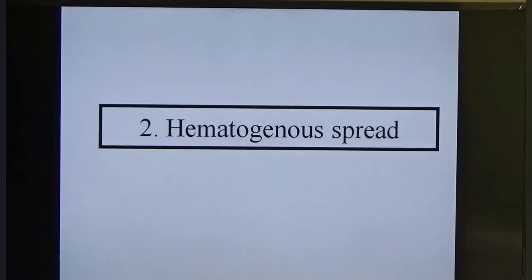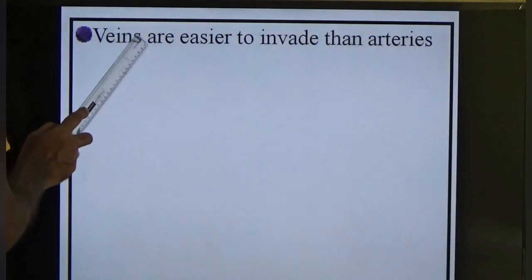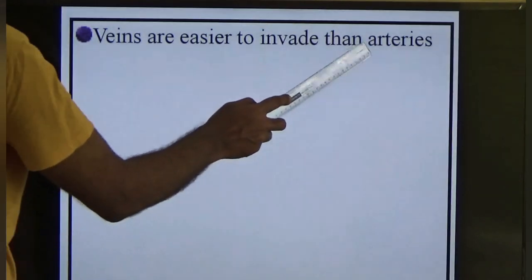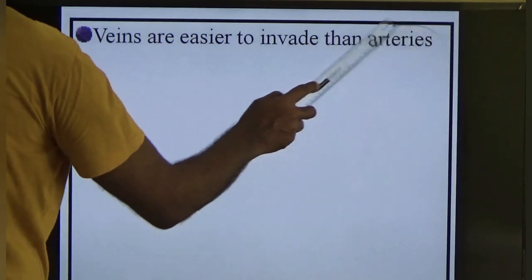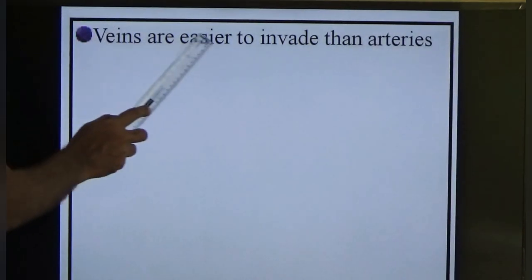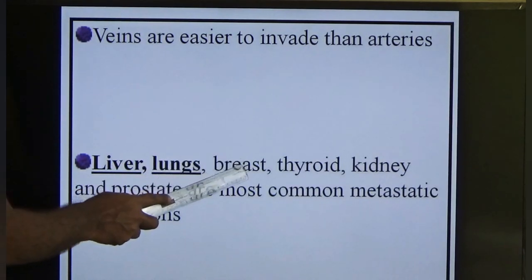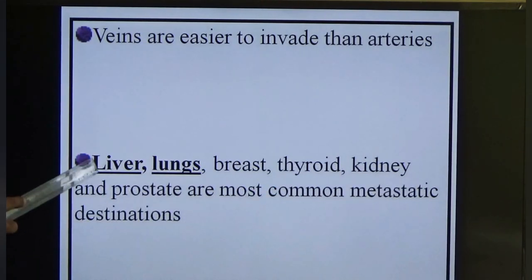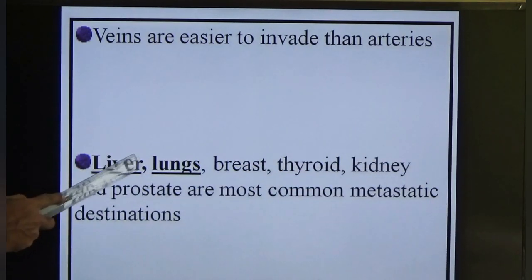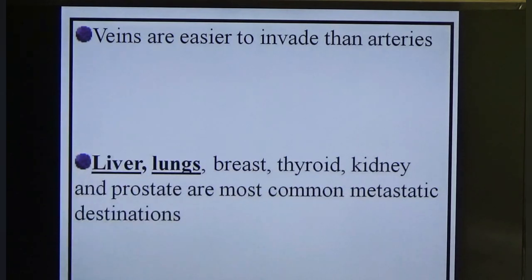Okay, so now we'll study hematogenous spread. Veins are easier to invade than arteries for two reasons. One reason is that veins have thin walls and arteries have thick walls. Another reason is that veins are present both superficially and deep, while arteries are present only deep. That is why veins are easier to invade than arteries. Certain organs, liver, lungs, breast, thyroid, kidney and prostate, are the most common metastatic destinations. The secondary tumors develop in these areas, normally liver and lungs. What is the reason? We'll discuss later.